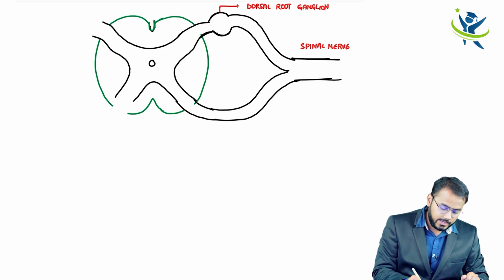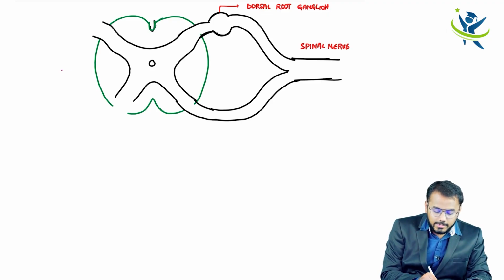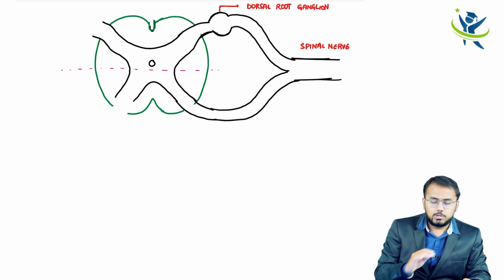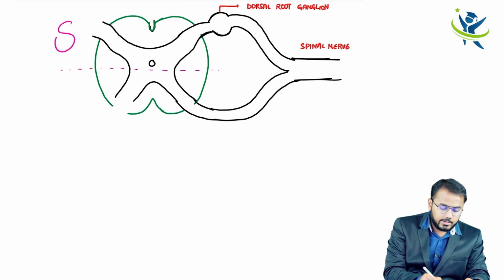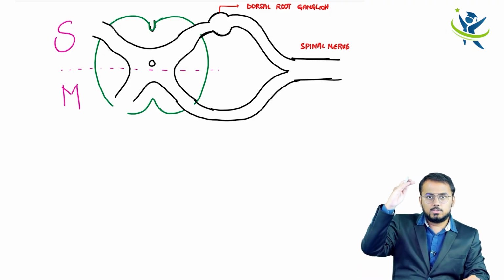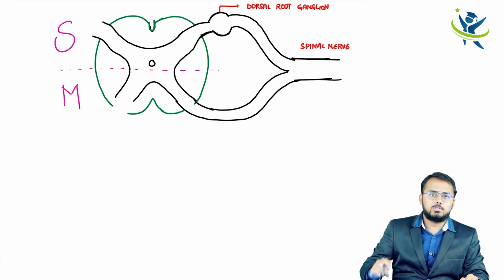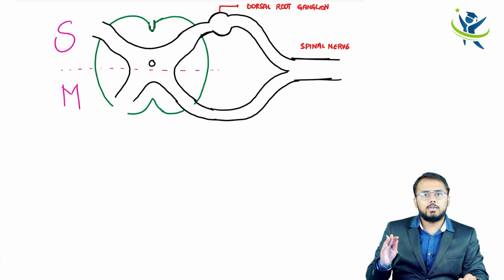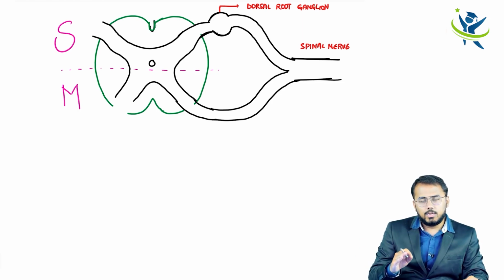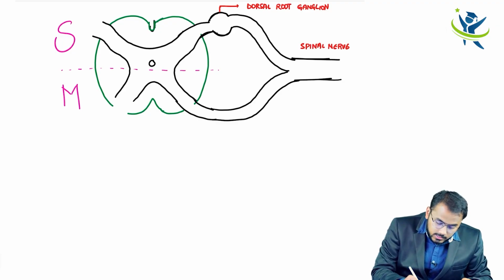Look here very carefully. In this picture, if you draw an imaginary line like this, the dorsal part is always sensory, the ventral part is always motor. The dorsal roots are sensory, meaning they have only sensory neurons. The ventral part is motor, meaning it has only motor neurons. So look here now, this is the sensory neuron like this.